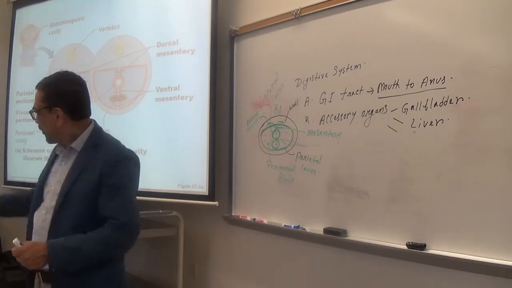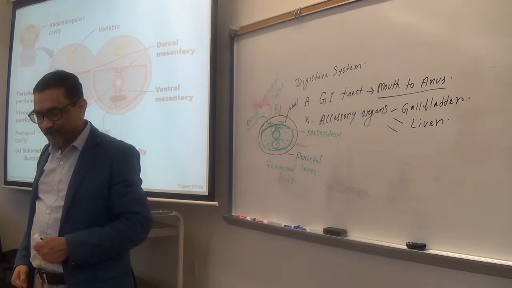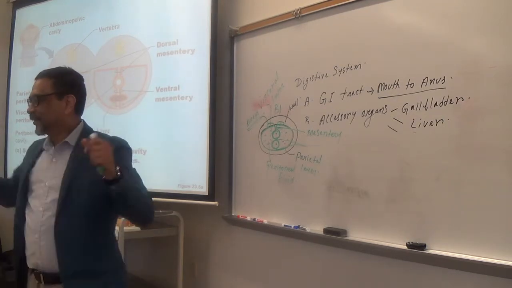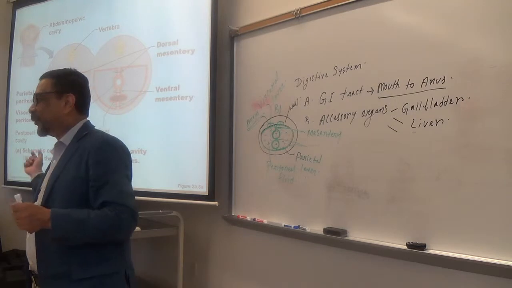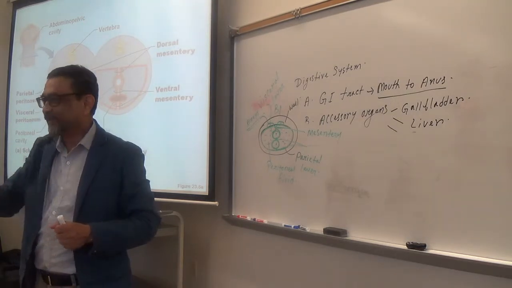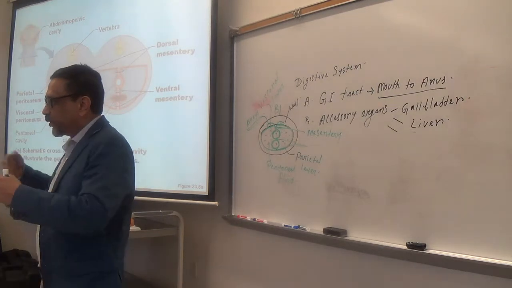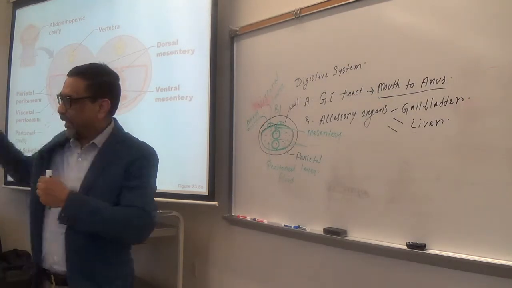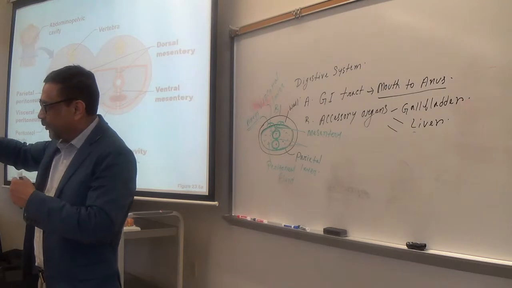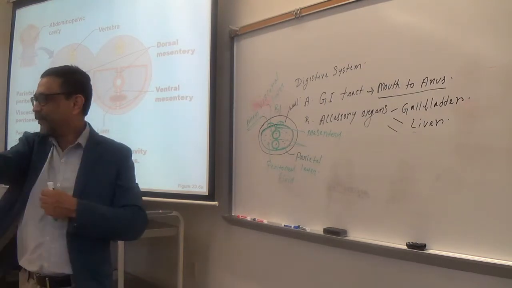Like if I tie you with rope to the wall, right? All of you, then you will be able to move a little bit, but you cannot move a lot, right? So exactly like that, inside the abdominal cavity, the organs are tied to the wall by the mesentery. They can move a little bit, but cannot really go far.